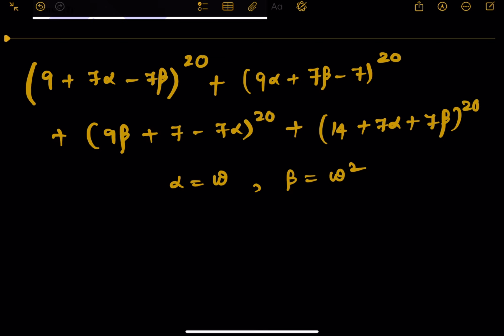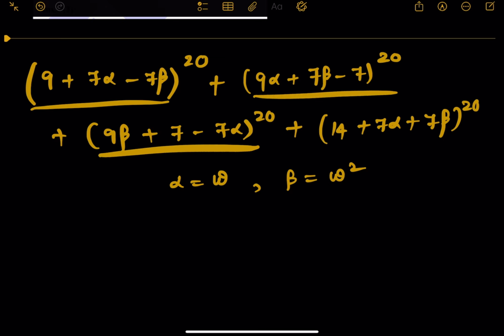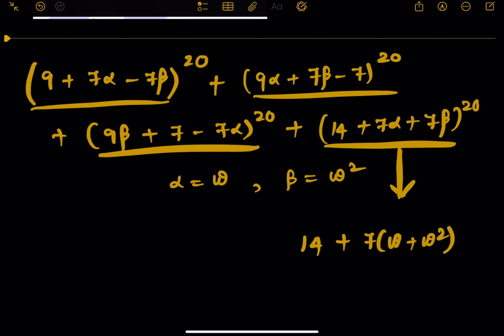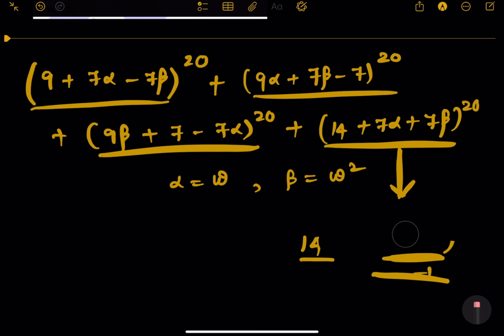And one more thing you should observe. These three terms look similar. They have 9, 7 and 7. 9 once and 7 twice repeated. But this term looks different. All right. And it is easy to compute also. This term is very easy to compute. Let us see what that is. That is simply 14 plus 7 into (ω + ω²). So this is what it is, and this is minus 1. So 14 minus 7 is 7. So this term is simply 7^20.